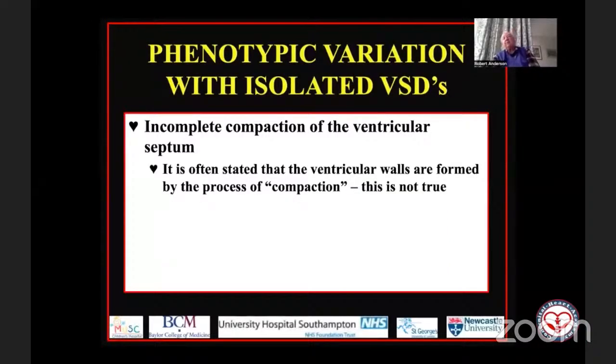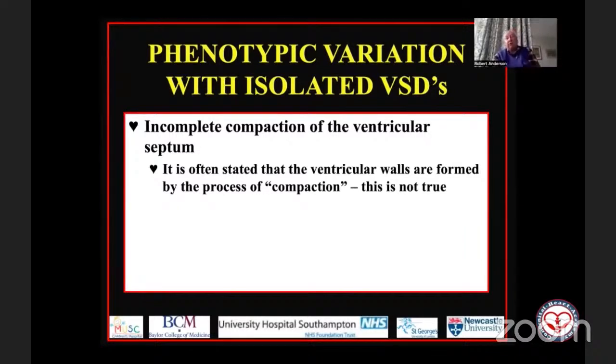So now you've seen the marked phenotypic variation we can find with perimembranous ventricular septal defects. But I started off by emphasizing that that is not the only reason why you can have so-called isolated defects. So now let's look at the second mechanism that can give us such isolated defects, and this is incomplete compaction of the ventricular septum. It's very possible that these are the commonest defects, although we may not always see them because many of them close spontaneously.